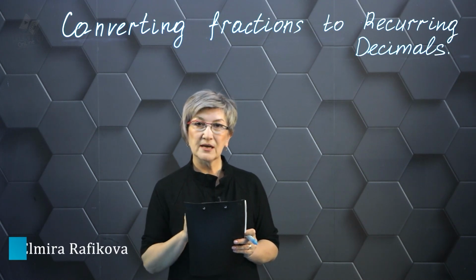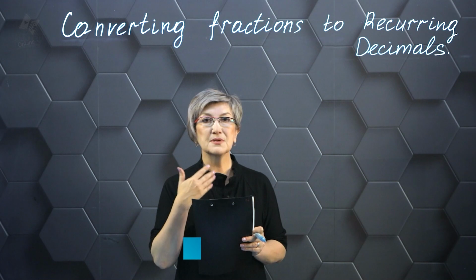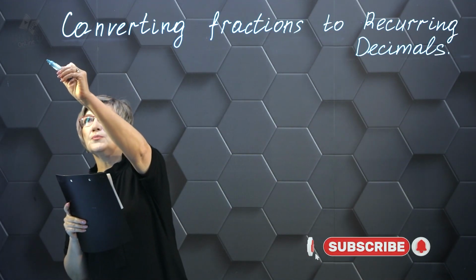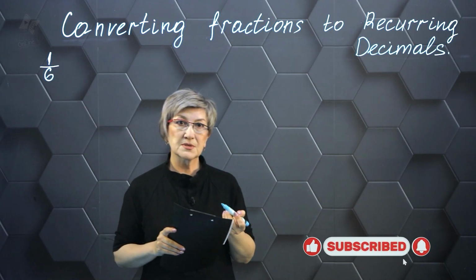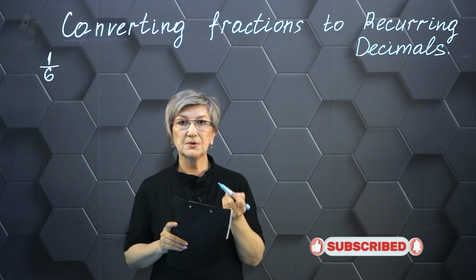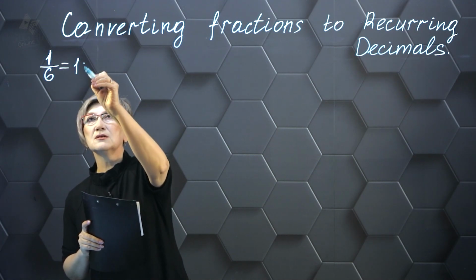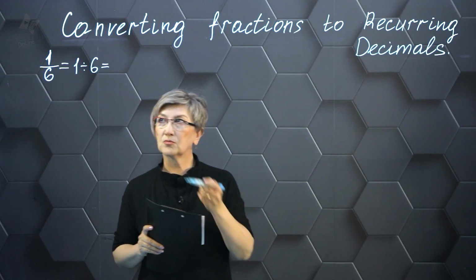Today in the lesson we continue to write fractional numbers as infinite decimal periodic fractions. First example, the fraction is 1/6. We need to write this fraction as an infinite decimal periodic fraction. To do this, we divide 1 by 6. Let's do this division in columns.